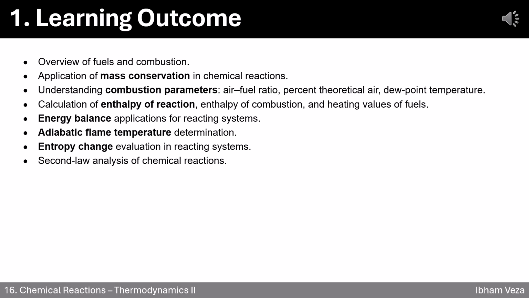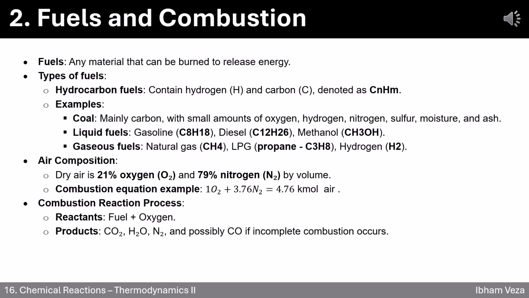We'll calculate enthalpy of reaction and heating values to see how much energy is released or absorbed. Energy balance will show you how to track energy flows, while adiabatic flame temperature gives insight into the peak temperatures achievable. Entropy change and second law analysis will help you assess the direction and efficiency of reactions. By the end of this chapter, you'll be able to apply both the first and second laws of thermodynamics to real-world chemical reactions.